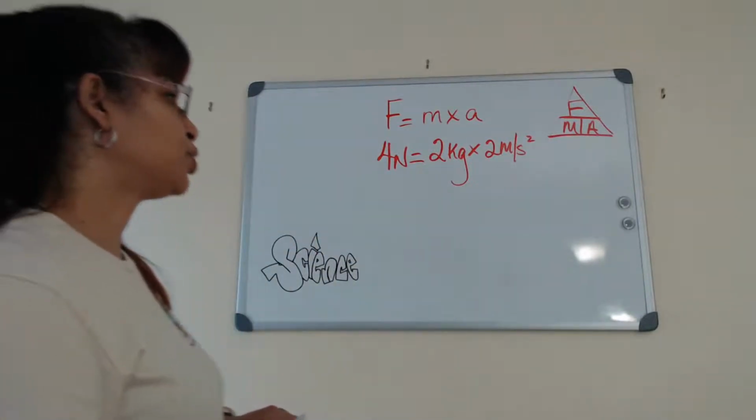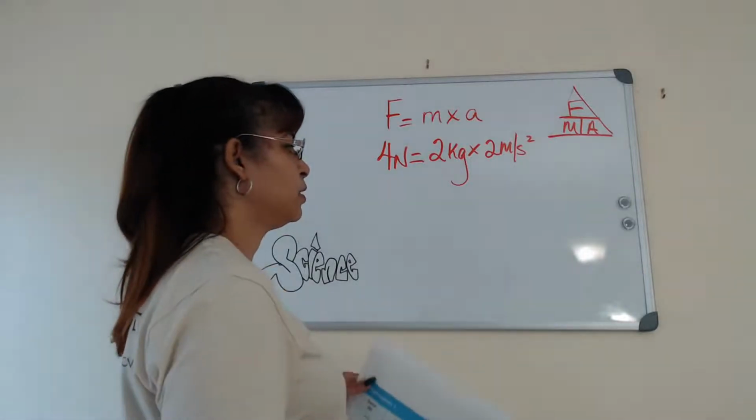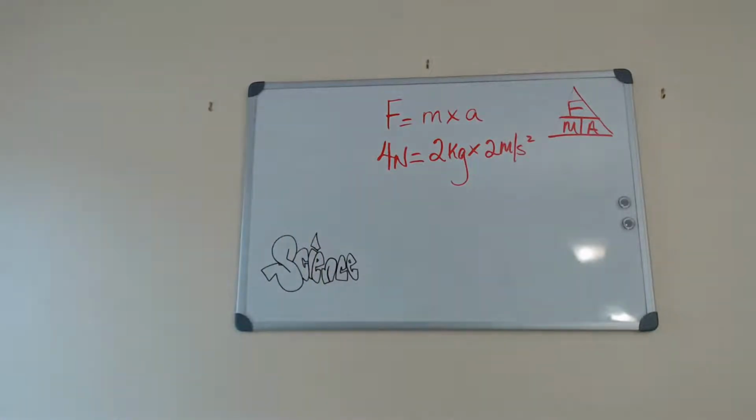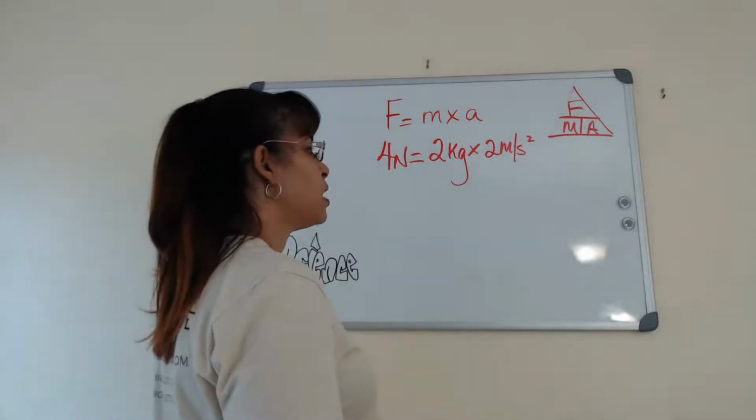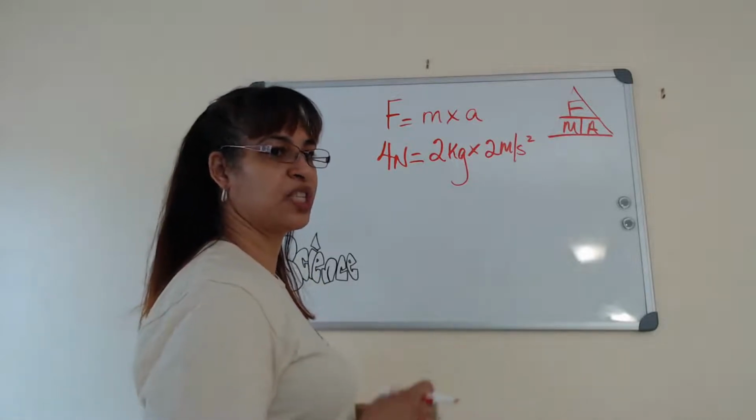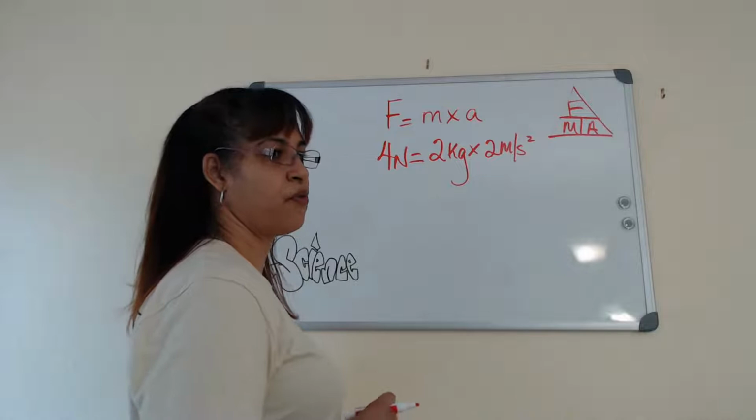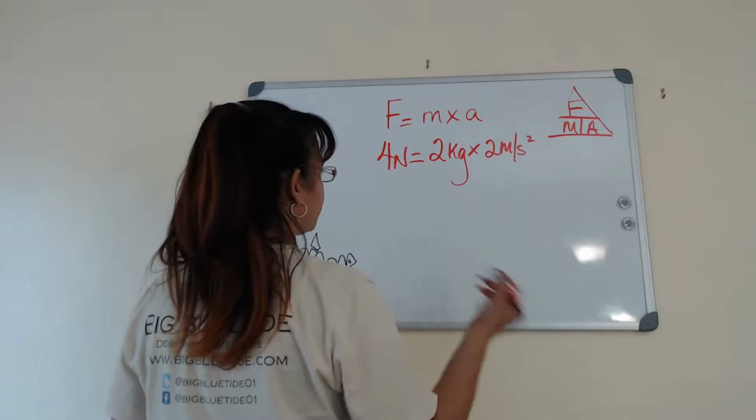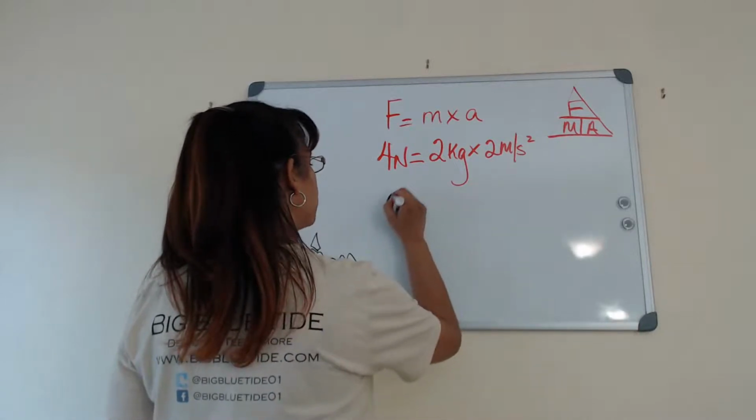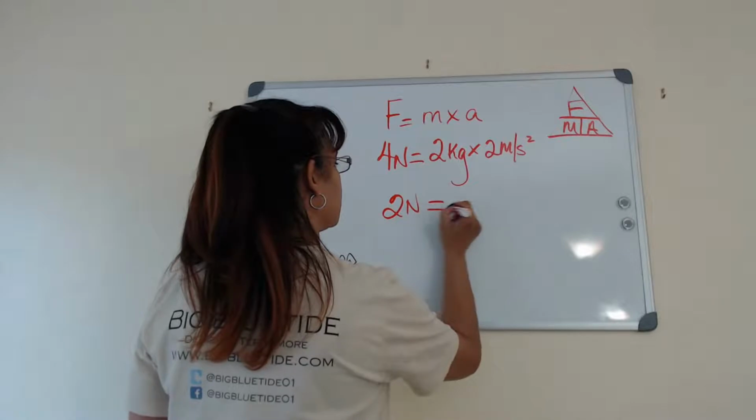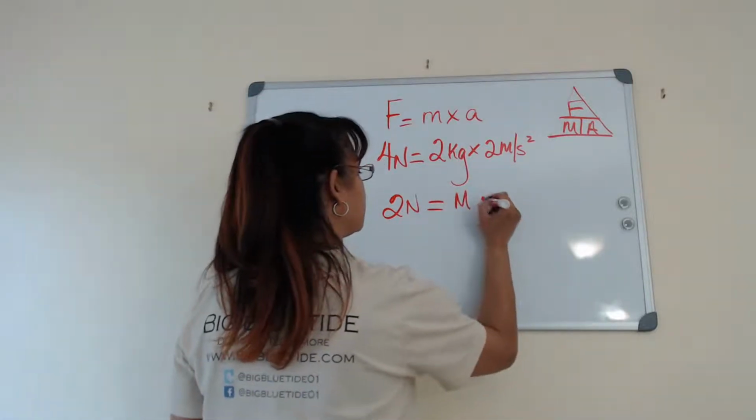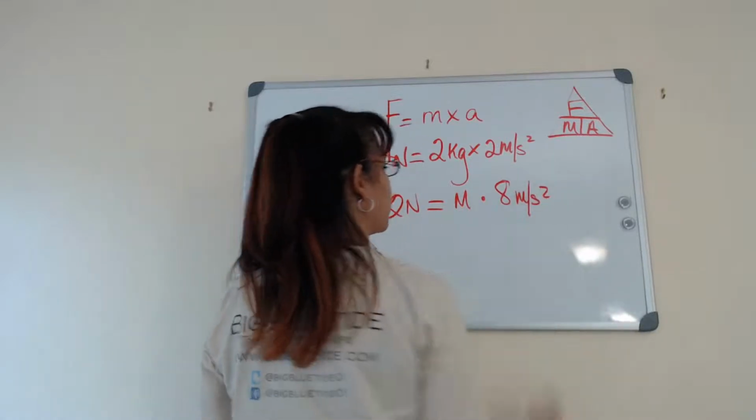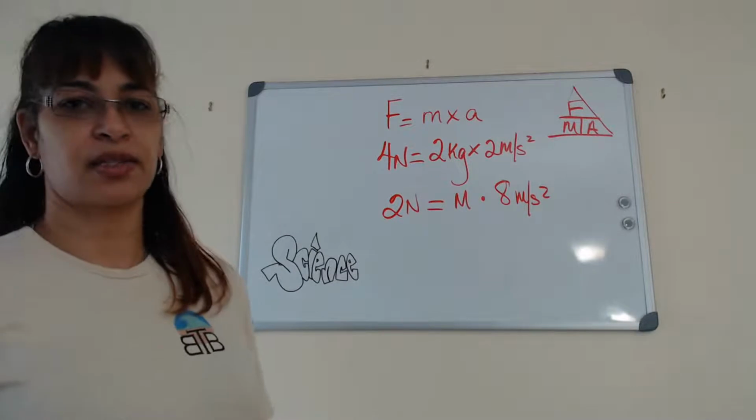So let's say you wanted to solve a problem that says, what is the mass of an object that moves at an acceleration of 8 meters per second squared if a force of 2 newtons was applied? So it's moving, it has a force of 2 newtons. You're solving for the mass, and it is moving at a rate of 8 meters per second squared. So you want to know what the mass is.